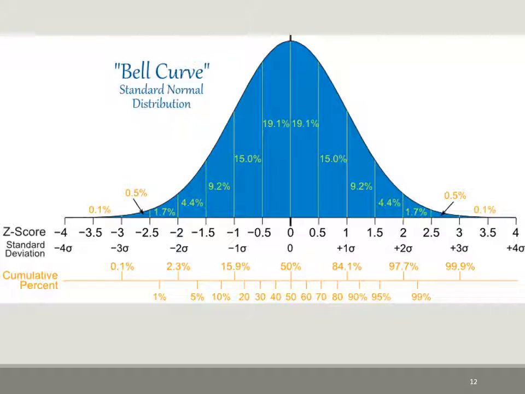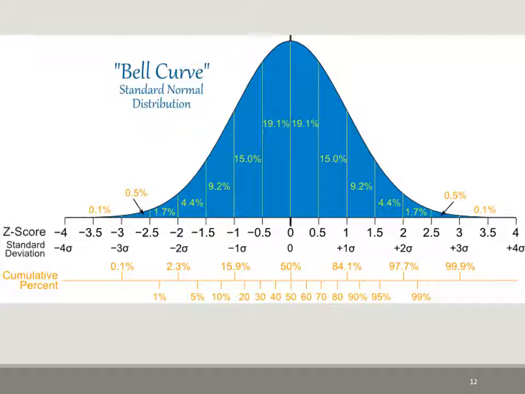And so anything to the left and to the right of this 0 are going in the direction of, to the left, negative standard deviation, and to the right, positive standard deviation. And you'll notice that parts of this curve have been broken into smaller segments. So you've got this 19.1%, the 15.0%, 9.2, 4.4, 1.7.